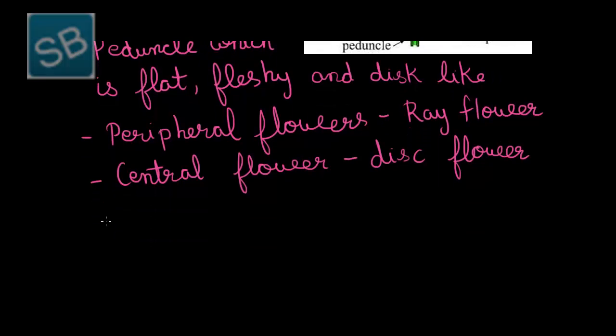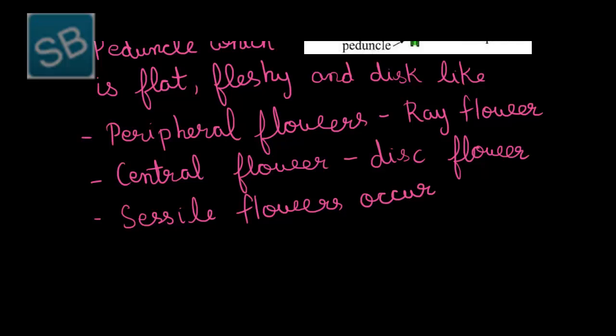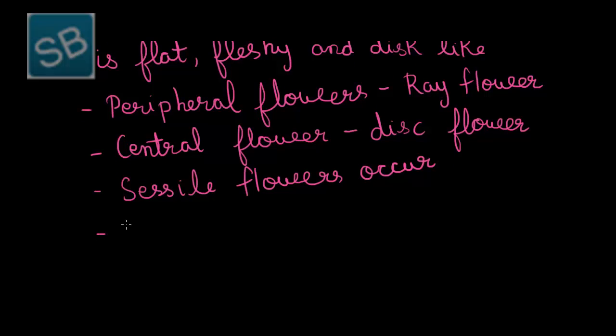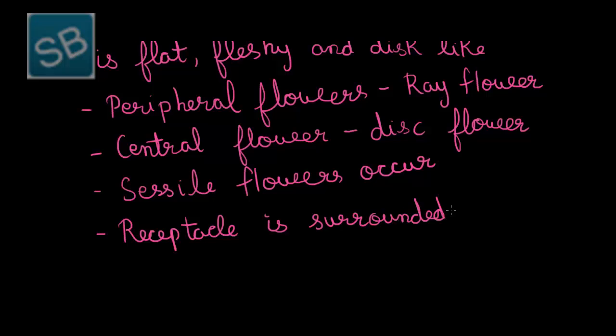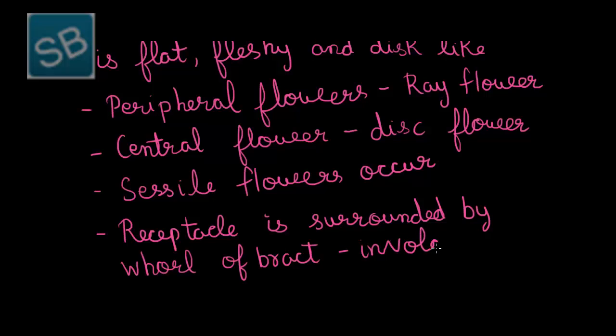Here the arrangement of flowers in capitulum type of inflorescence is sessile in nature, that is, attached to the base. Like umbel type of inflorescence, here also receptacle is surrounded by a wall of bract which is known as involucre. The examples of this type of inflorescence include flowers like sunflower. This was all about racemose type of inflorescence. Now we will study about another type of inflorescence, that is cymose.